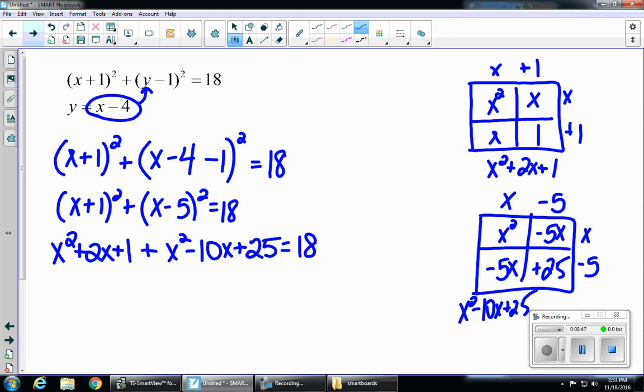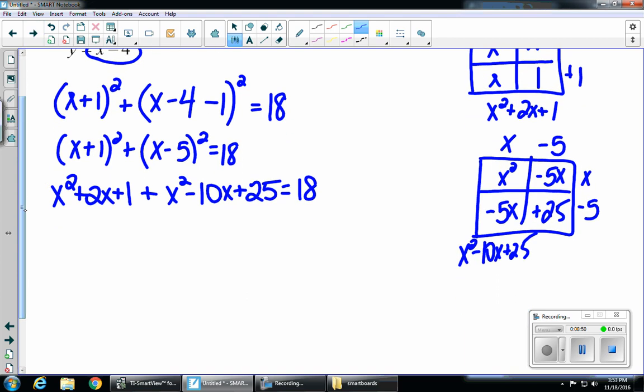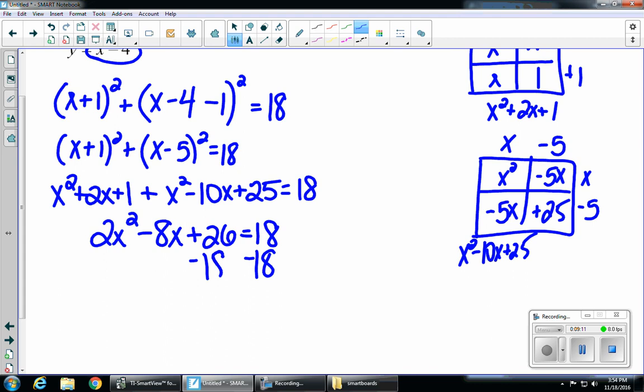So now on the left side, what I want to do is combine like terms. I have x squared plus x squared, which gives me 2x squared. I have 2x minus 10x, which gives me -8x. And I have 1 plus 25, which gives me 26. So once again, I have an x squared equation. I want to set it equal to 0. So I'm going to subtract 18 on both sides, leaving me with 2x squared minus 8x plus 8 equals 0.